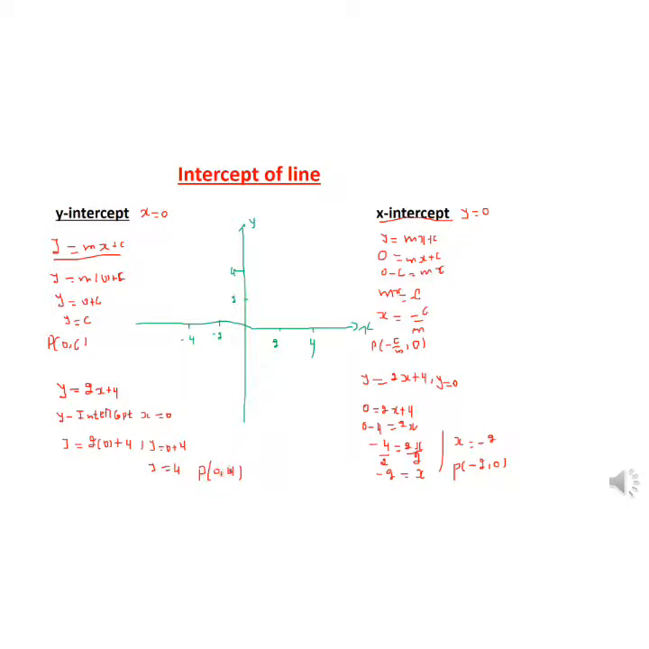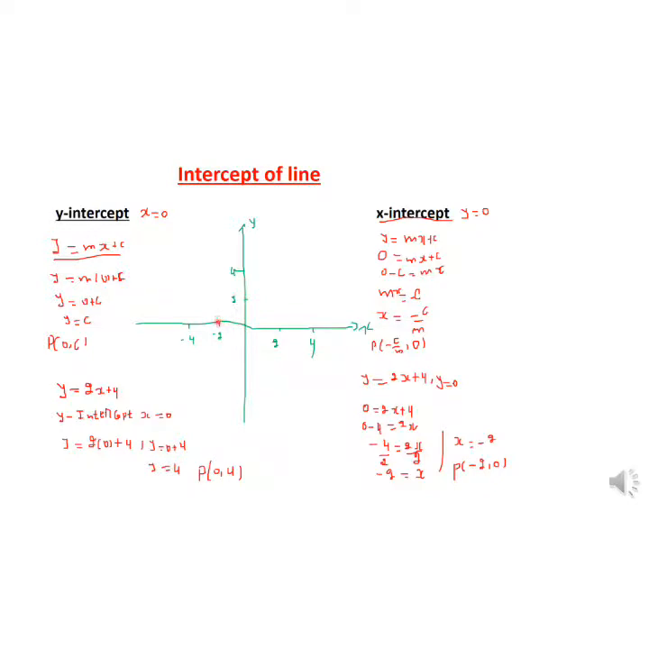If x is equal to 0, here we have 0 and 0, where x is equal to 0 and y is equal to 0. So now if x is equal to 0, y is equal to 4, which means that here we have a point. So now this is the y-intercept. About the x-intercept, if x is equal to negative 2, y is equal to 0. This means that if y is equal to 0 here, x is equal to negative 2.